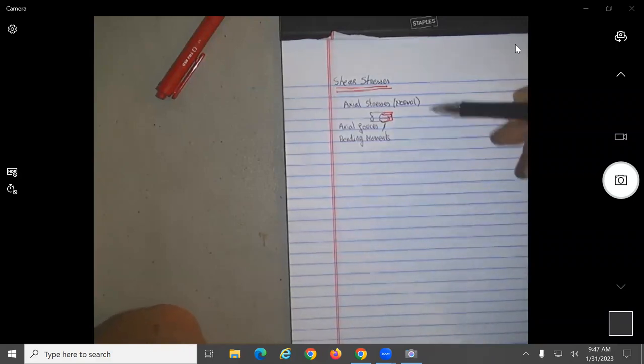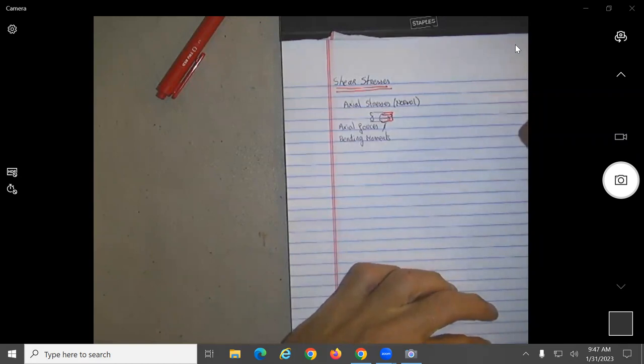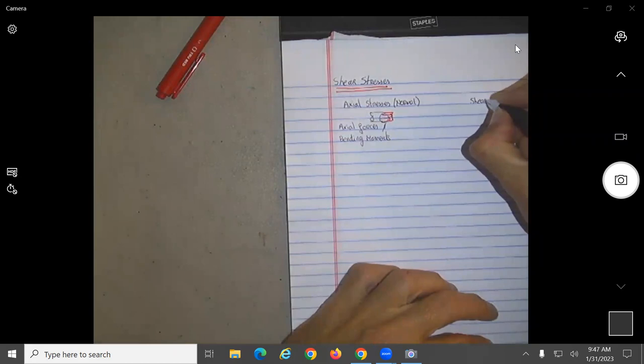Okay, so bending moment. So that's not what we are doing. We have done that before. What would be the other type of stresses you have? We can have what is known as the shear stresses. And this one would be what? It would be tangential to the cross section.